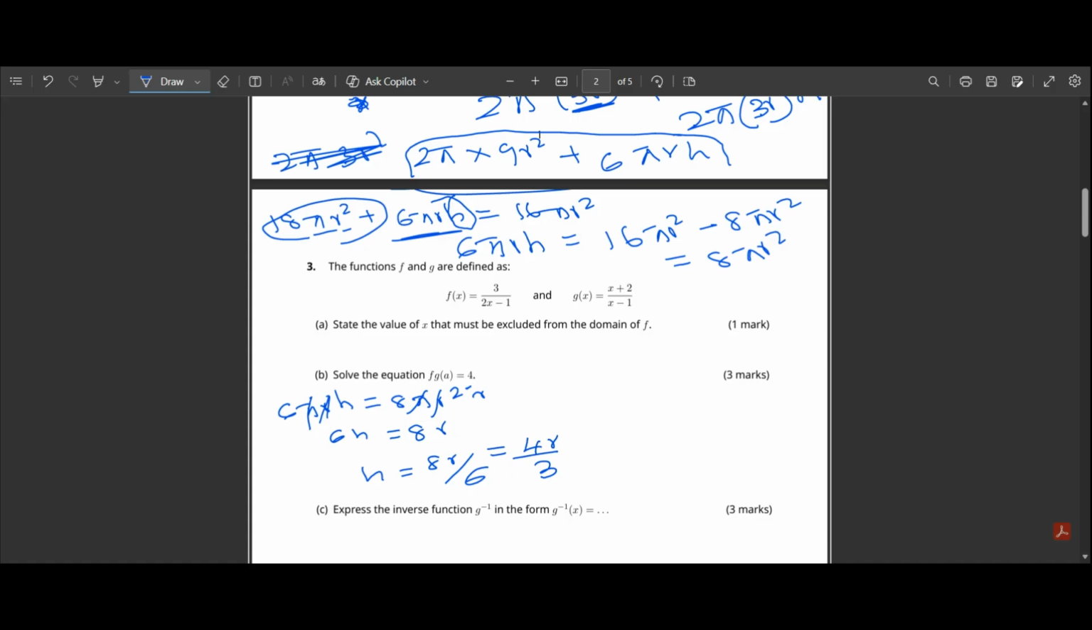So now what to do? We found h. Is it correct? Check it.